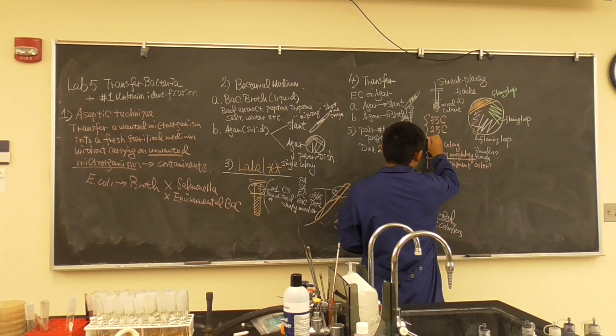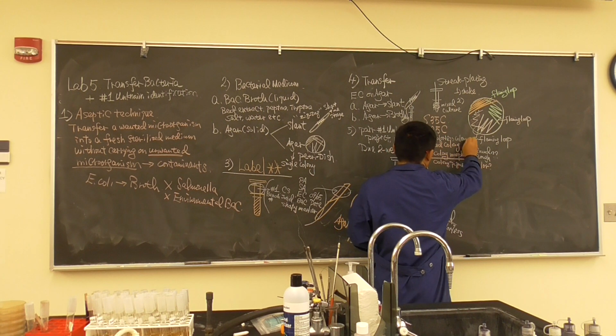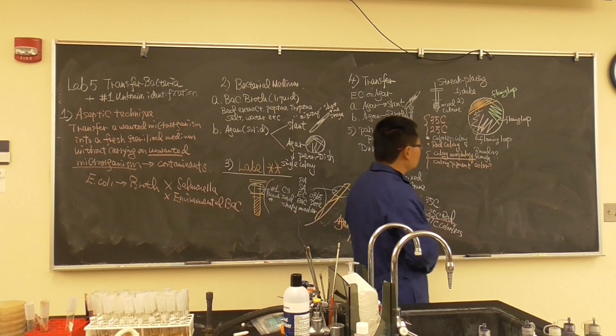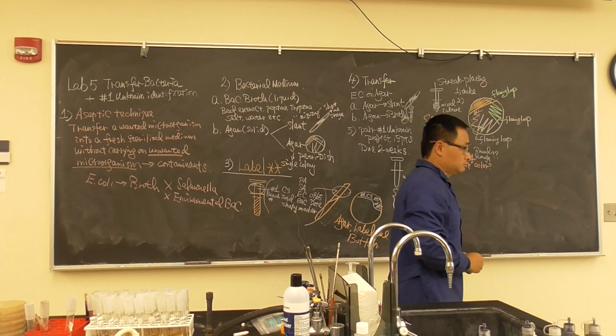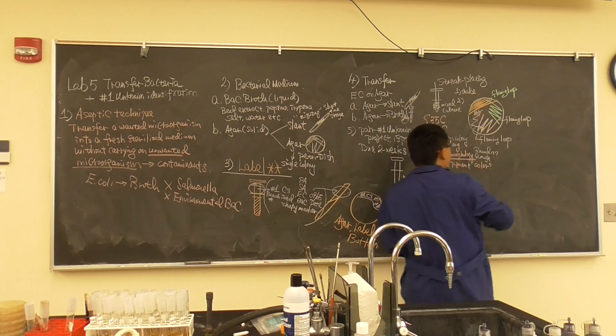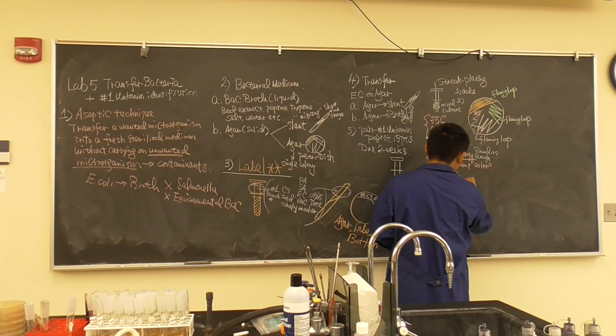Now, of course, you have that colorless colony. Okay, after we do this, you know there is a colorless colony, it's E. coli, and you know there is a red color there, which is Serratia. Then what we want to do is a gram stain.